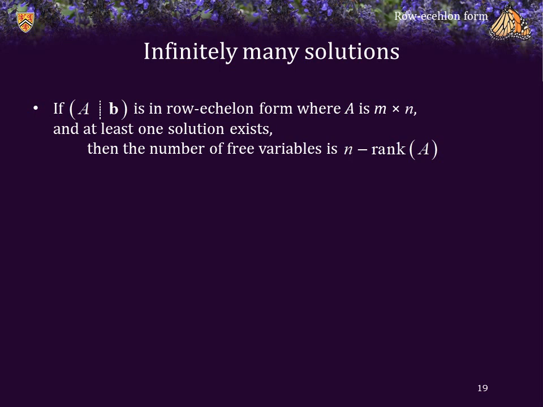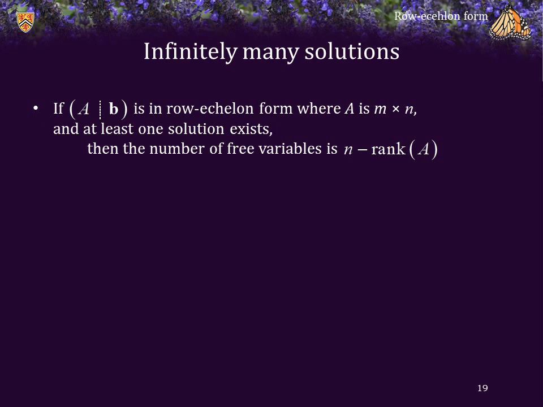Now, if the augmented matrix is in row echelon form where A is an m by n matrix and at least one solution exists, then the number of free variables is n minus the rank of A. If the rank of A is equal to n, then there are no free variables and a unique solution exists. If the rank of A is less than n, then infinitely many solutions exist, and there will be n minus that rank number of free variables.